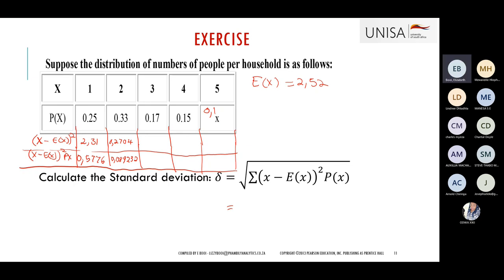The next one, 3 minus 2.52 equals, take the square of the answer, equal 0.2304. Let me know if my answers are not the same as what you are getting. Multiply that with 0.17, which is the probability, and we get 0.039168. Okay, go to the next one.